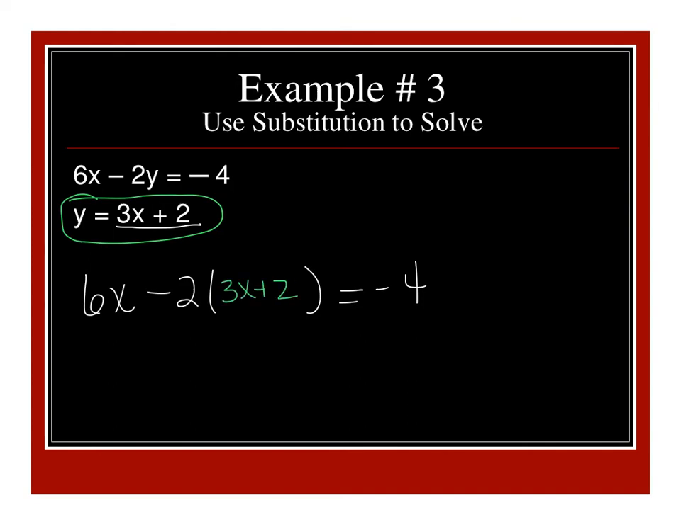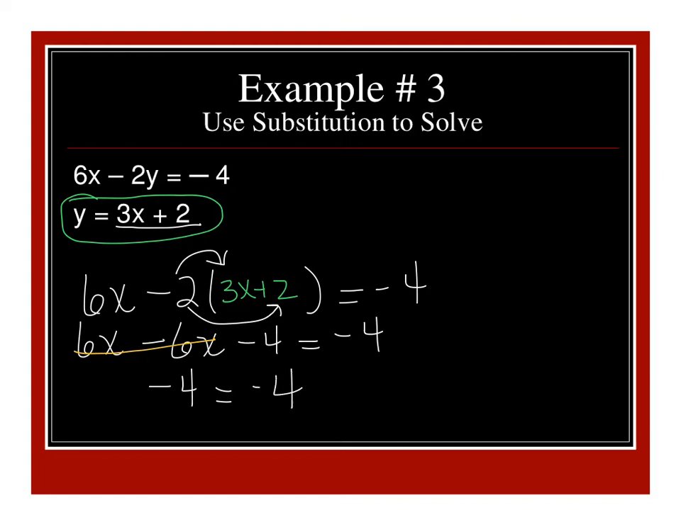Now all I have to do is distribute. So I have 6x, and negative 2 times 3x is negative 6x, and negative 2 times positive 2 is negative 4. I have a 6x and a minus 6x. So they both have an x, but 6 minus 6 is 0, so I have 0 x's, so they cancel each other out. And I'm left with negative 4 equals negative 4.